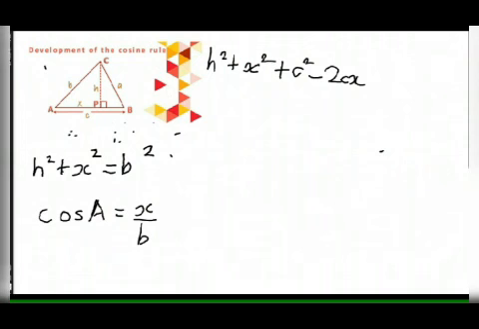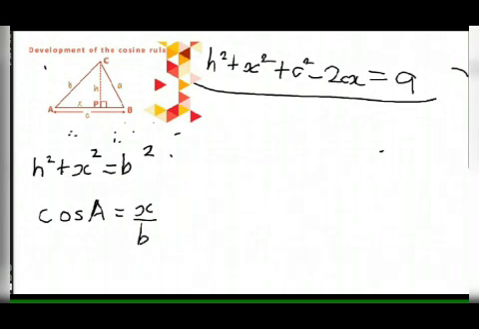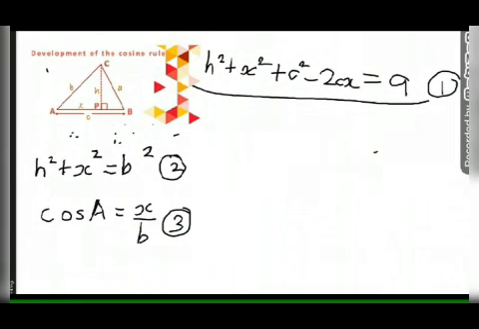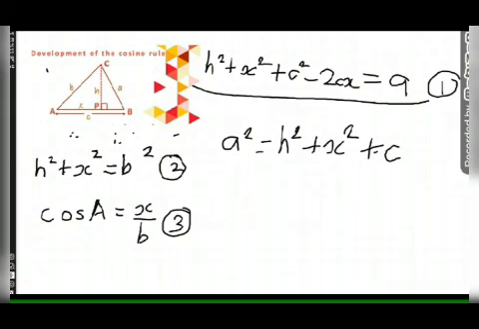Now we have our three equations, and this is the main one, and we'll call it equation 1. This will be our equation 2, and this will be our equation 3. We'll be substituting equation 2 and 3 into equation 1. I'll rewrite our main equation. A squared is equal to H squared plus x squared plus c squared minus 2cx.